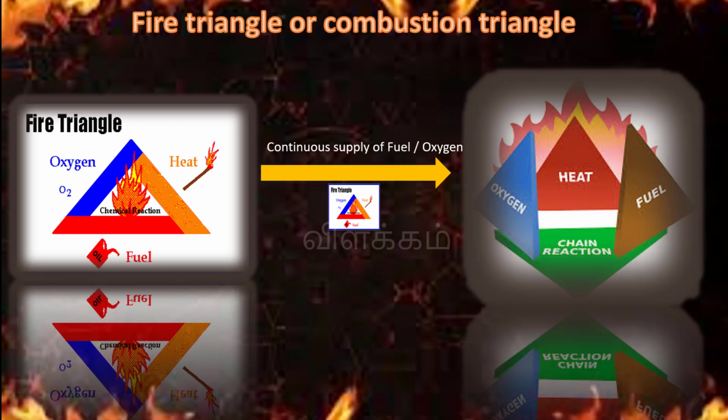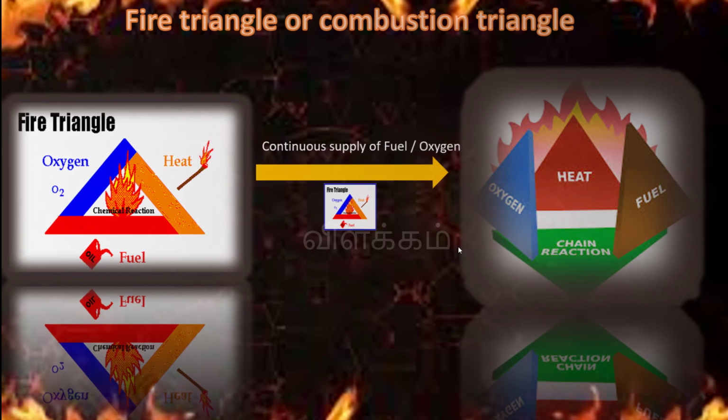Once ignited, the fire can sustain its own heat through the further release of heat energy in the process of combustion, as long as there is a continuous supply of oxidizer and fuel. This type of continuous combustion chain reaction is called the tetrahedron, or continuous fire. Okay, how to extinguish this fire?